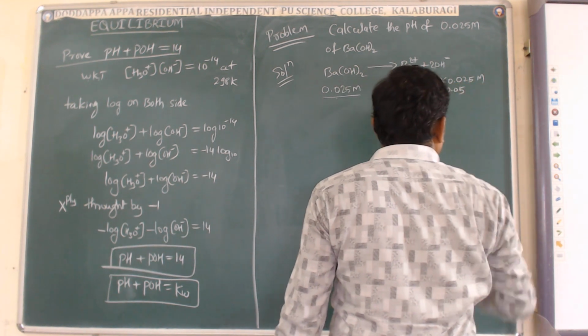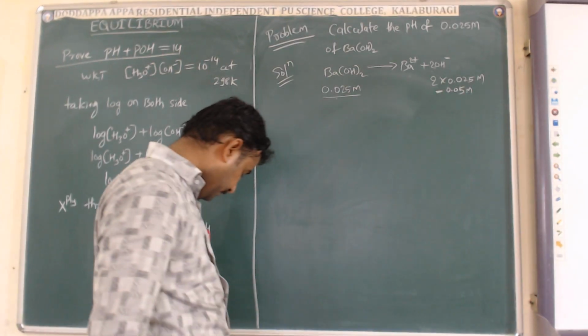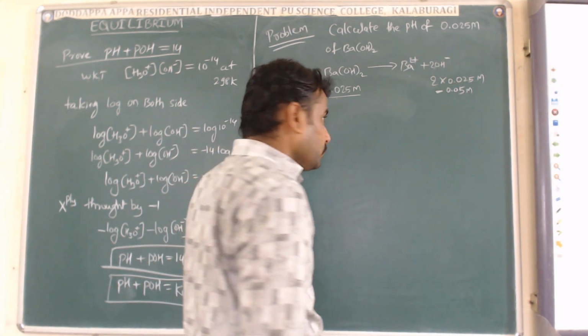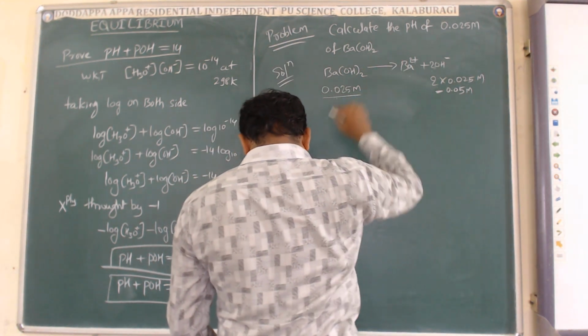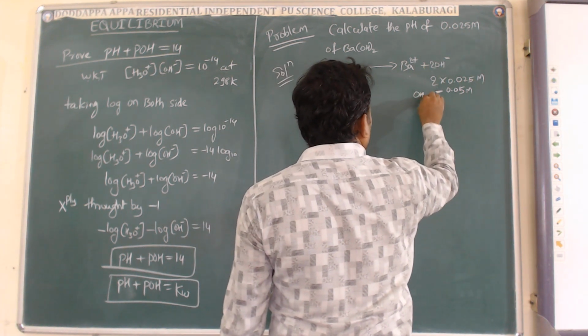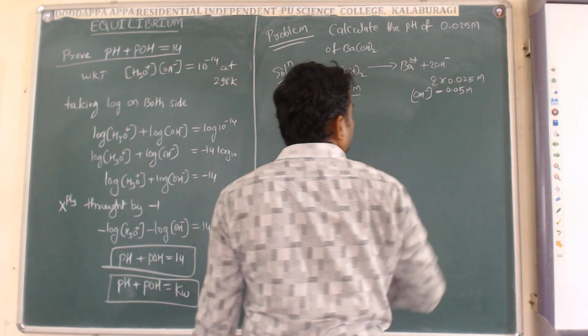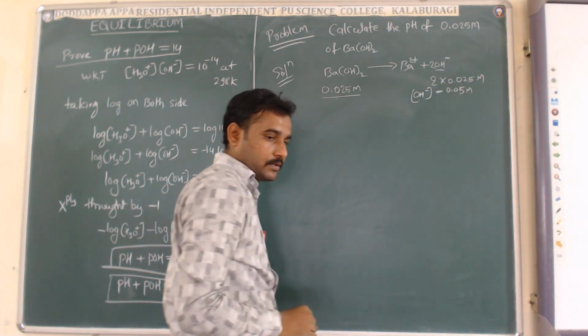0.05 molarity. Next one. How to solve this one? Here it is the OH minus ion concentration. This is what we are calling the OH minus ion concentration.